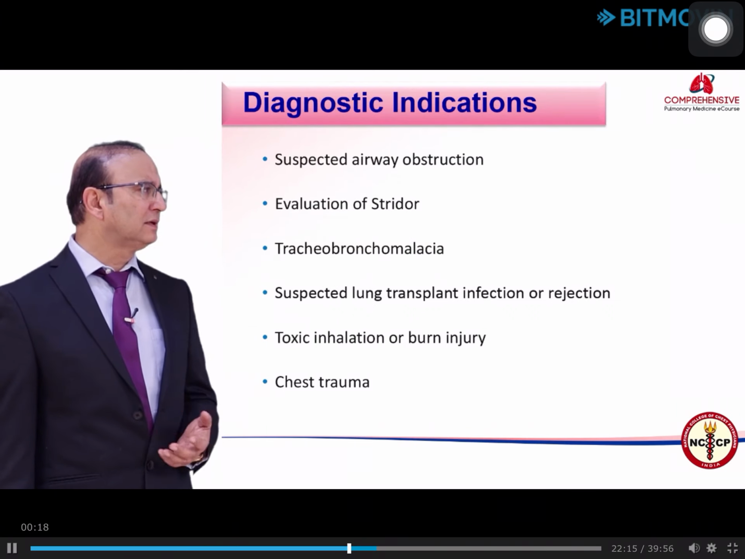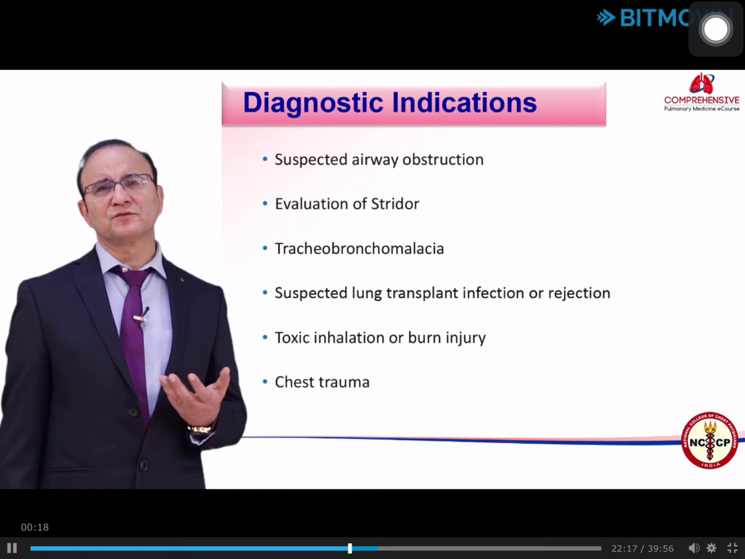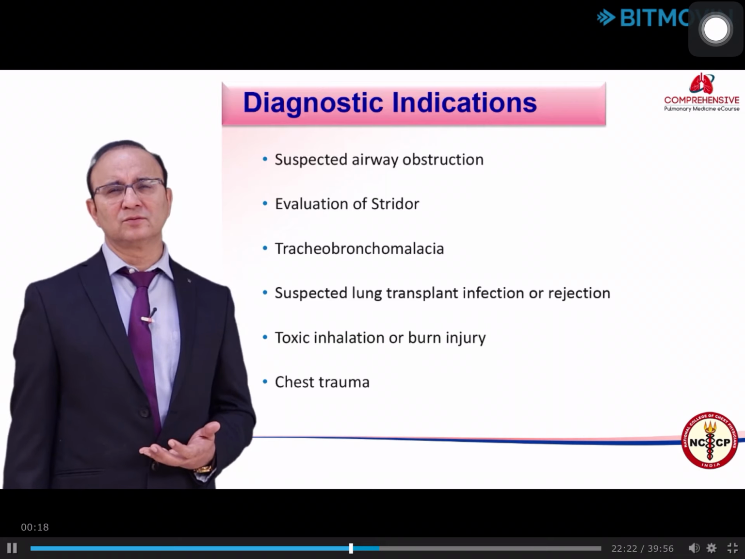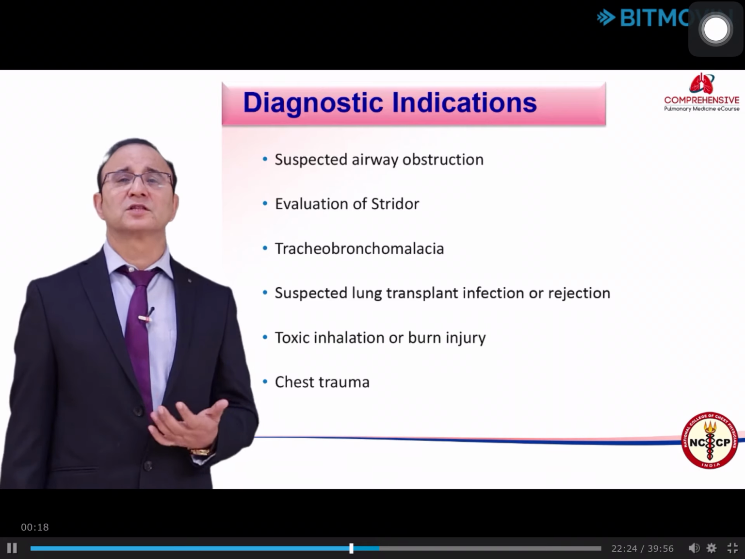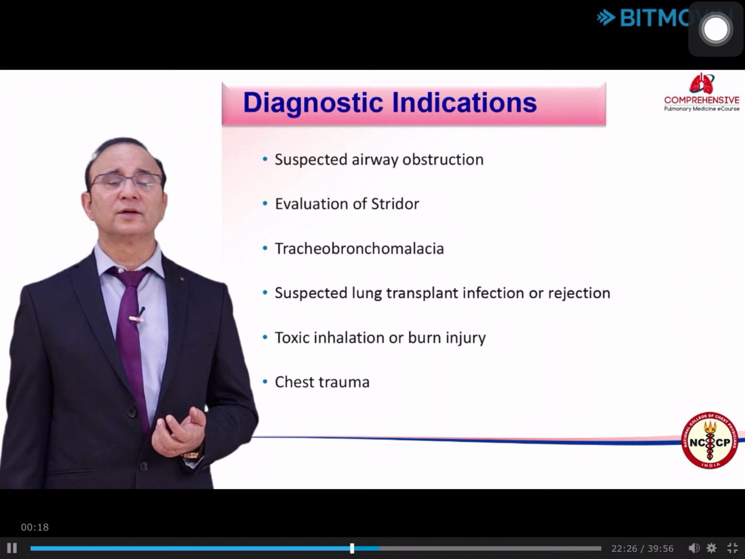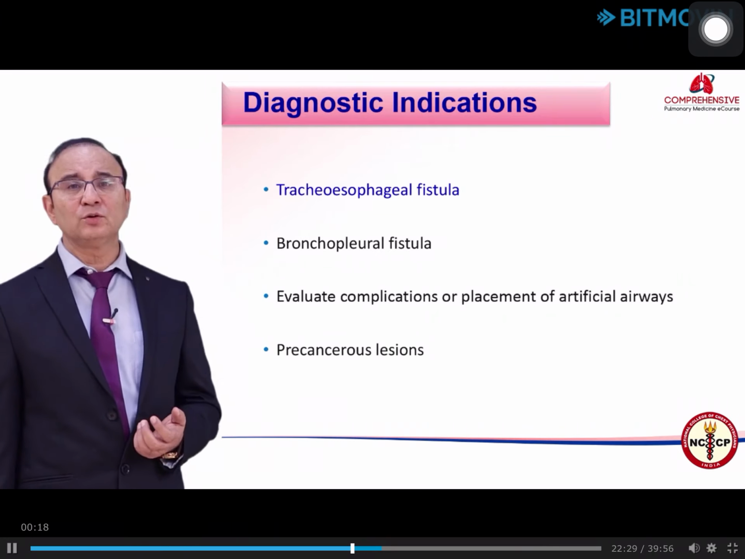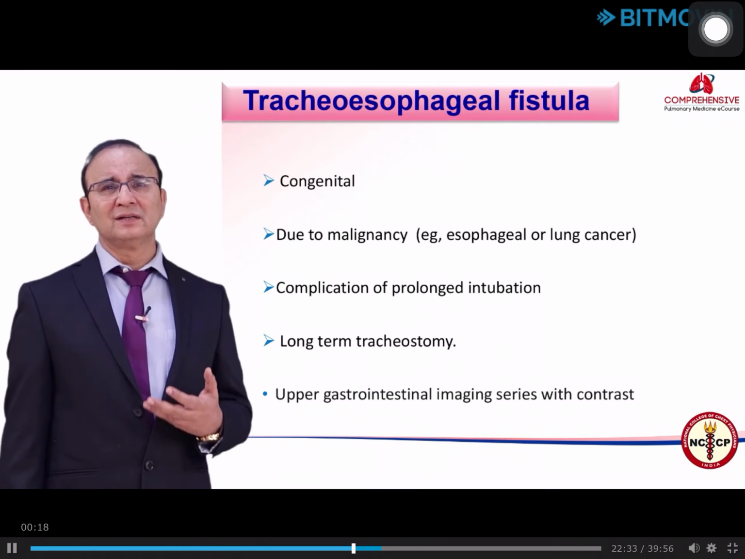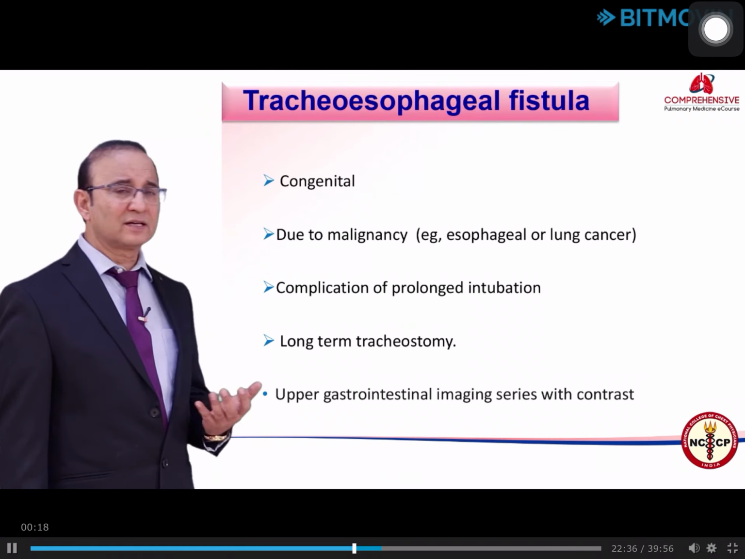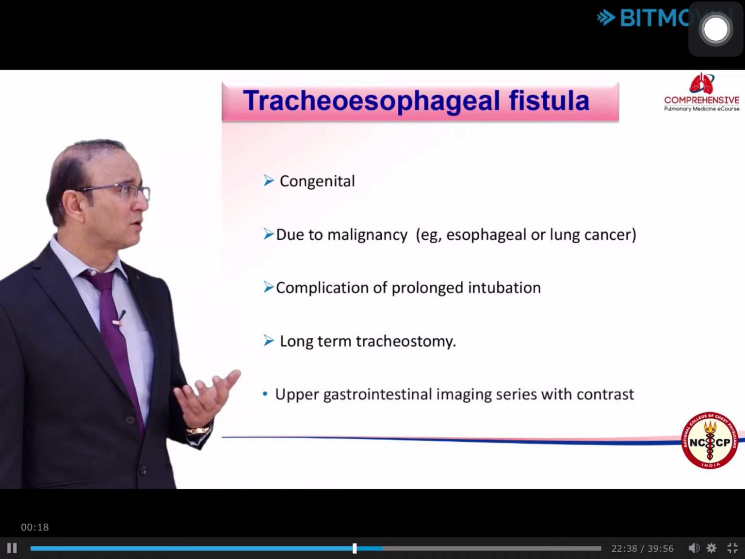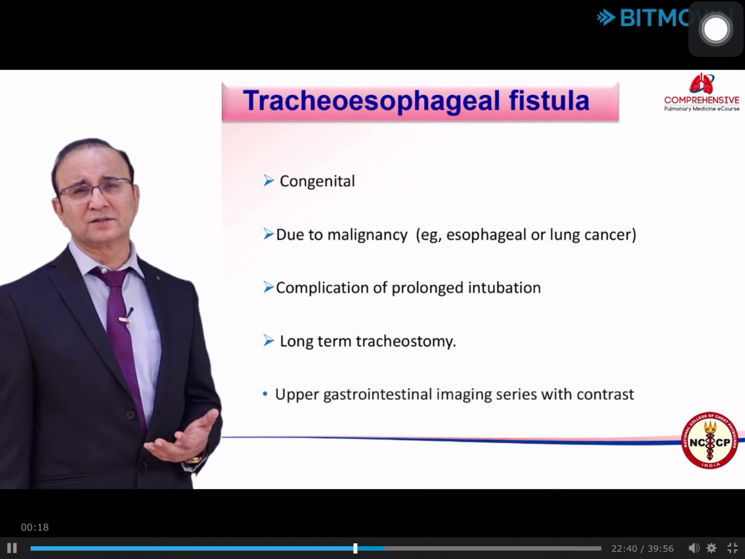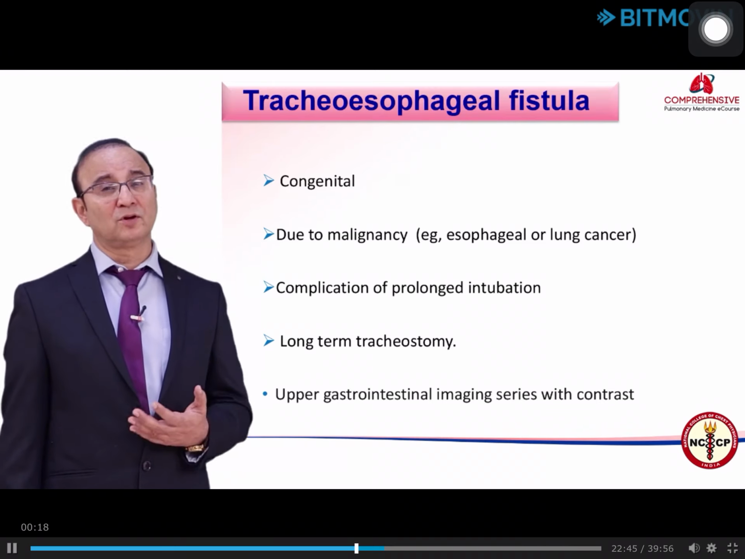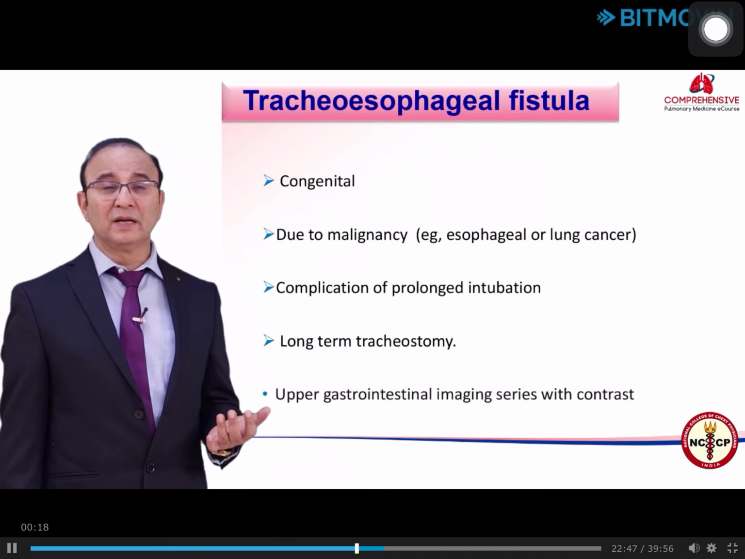Then the other indication is in a patient of chest trauma. Sometimes you do it to evaluate the airways in a patient who has chest trauma if you suspect any tracheal or bronchial injury. Then tracheoesophageal fistula. Usually you do a gastric series, gastric imaging series to diagnose. Bronchoscopy is also done in these patients. Tracheoesophageal fistula can result from prolonged intubation or a prolonged tracheostomy tube. It could be malignant in origin.